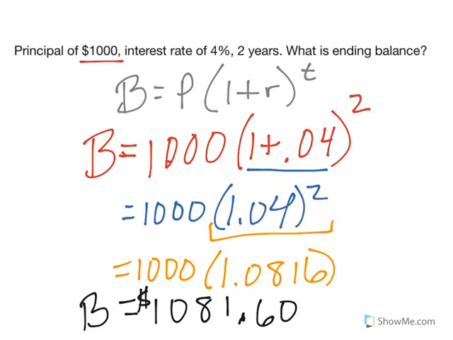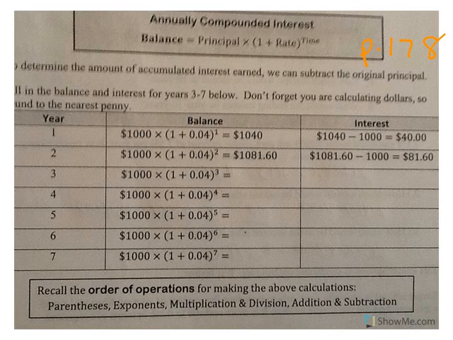Now, if you recall back to our simple interest, we were earning $40 a year. So after 2 years, 40 times 2 is 80, we would only have made $80 in interest, where now, hopefully you see, we started with $1,000, so this $81.60 is the interest. Okay, now I want you to look at page 178. There's a nice table on there. Here on page 178, we've got a table going 1 through 7 years, and the formulas are all set up for you.